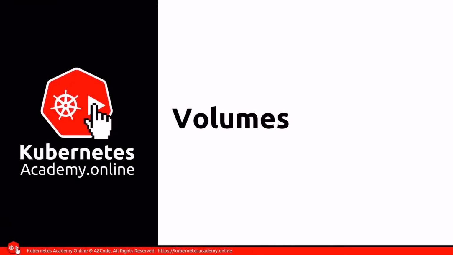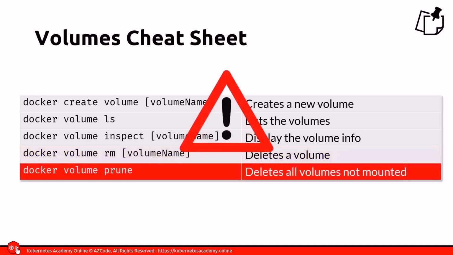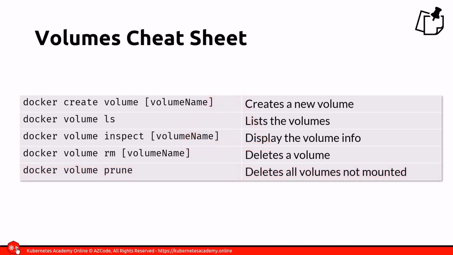Let's see how to create volumes. Here's a cheat sheet listing the Docker commands for managing volumes. docker volume create will create a new volume. volume ls will list all the volumes. volume inspect will get you information about a volume. volume rm will delete a volume, destroying all the files stored in it. And volume prune will delete all the volumes currently not mounted or not in use. So be super careful using this command.